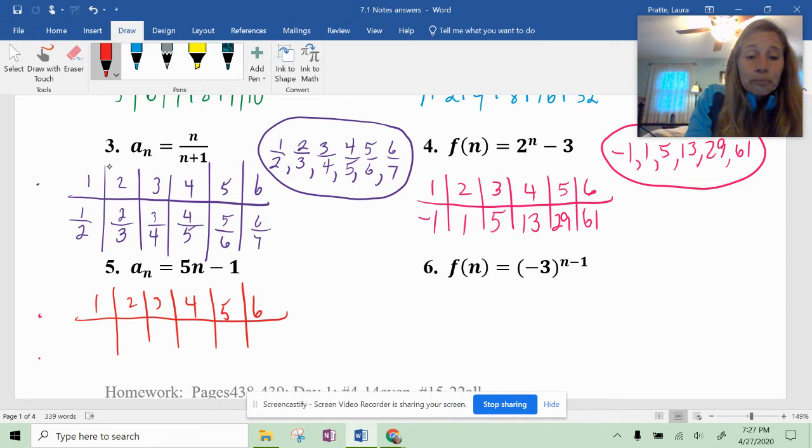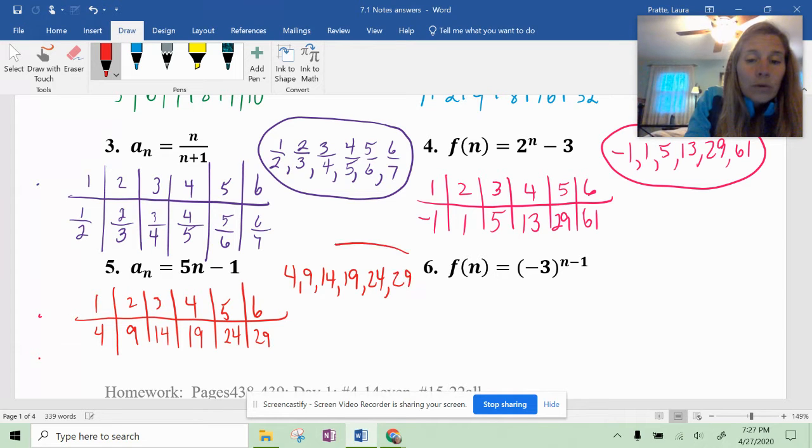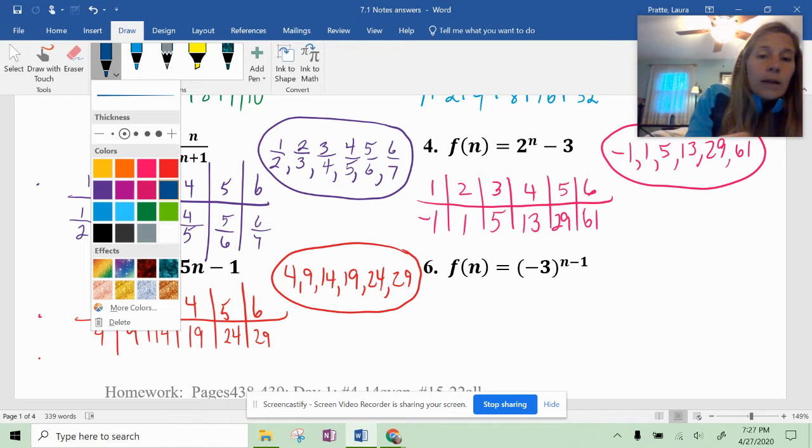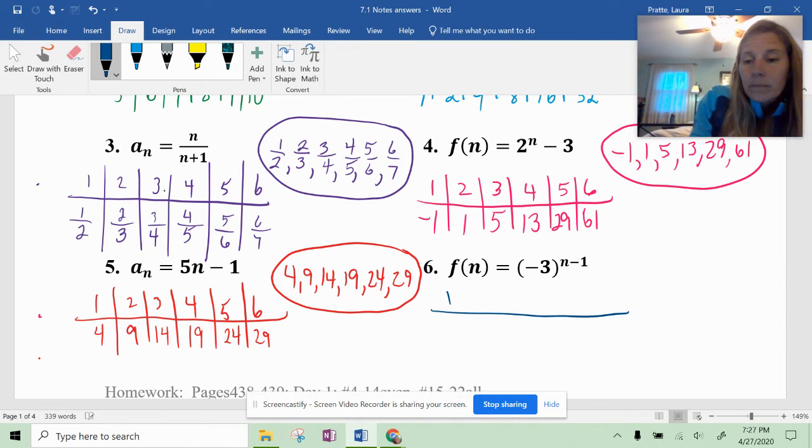When you plug in 1, you get 5 minus 1, which is 4. When you plug in the 2, you get 10 minus 1, which is 9. You plug in the 3. 5 times 3 is 15. 15 minus 1 is 14. Then you have 19, 24, and 29. So those first 6 terms, 4, 9, 14, 19, 24, and 29 are the first 6 terms of that sequence. And then this last one here, 2, 3, 4, 5.